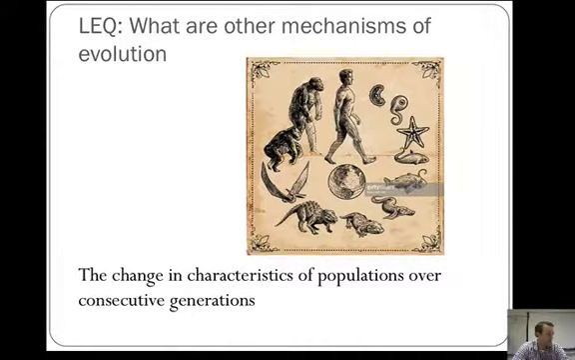And all the things we talked about, mutation, natural selection, genetic drift, gene flow, those are all evidence of evolution to support why organisms have changed over time, whether it's genetic drift where it decreases variation or gene flow where it increases variation. So that brings us to the end of our video.